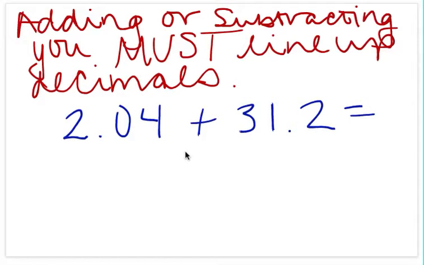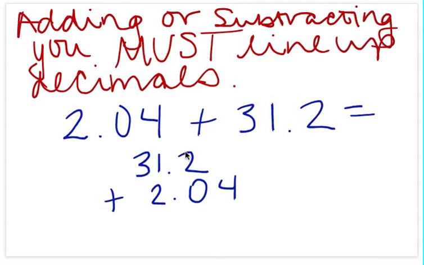So I can put the big number on top, or I don't necessarily have to, but I will go ahead because that's what you're used to seeing. And then I would add 2.04. Now we see this space. We don't have anything in this space, so we make it a 0 because that does not change the value. That is still, as you could say, $31.20 plus $2.04.